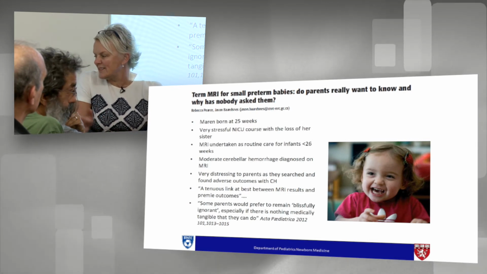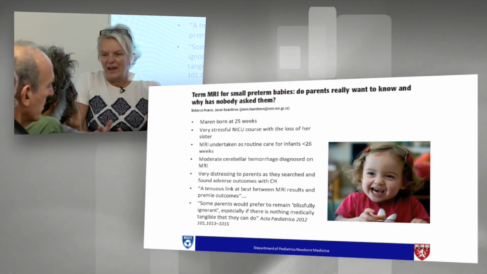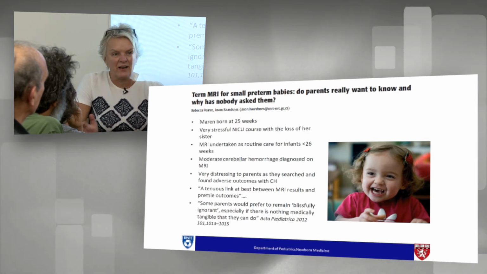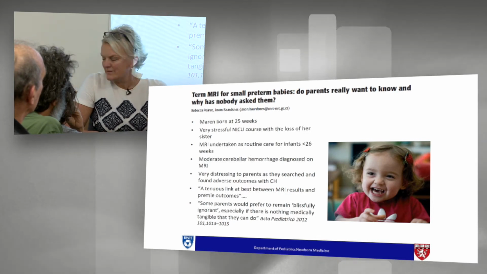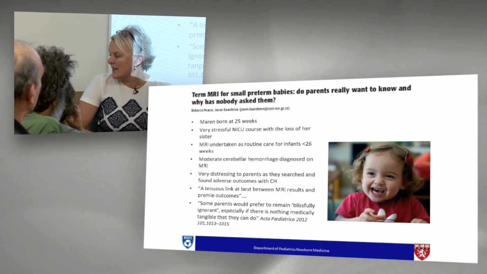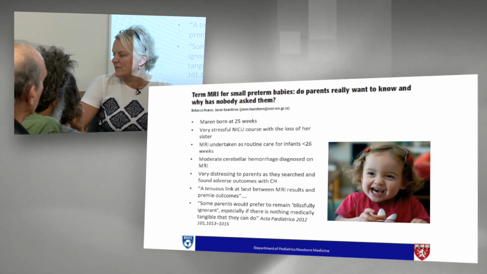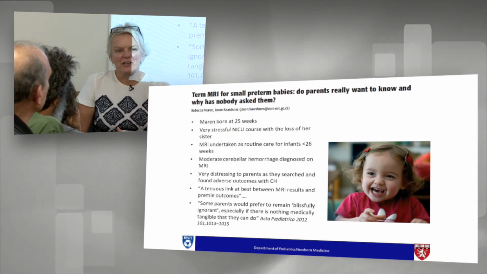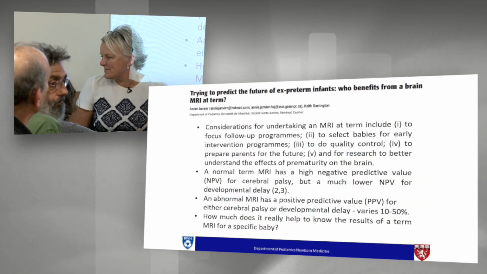And so they wrote this piece saying that they didn't understand why this was being done, that now their daughter, who was 2 and doing very well, didn't have this, and they had spent their entire first 2 years of life wrecked with anxiety that she was going to be affected, and that there was a tenuous link at best between MRI and preterm outcomes. And some parents would prefer to remain blissfully ignorant, especially if there's nothing medically tangible that they can do. So this was part of the provocation of, why are you doing this? You're torturing these families rather than informing them.